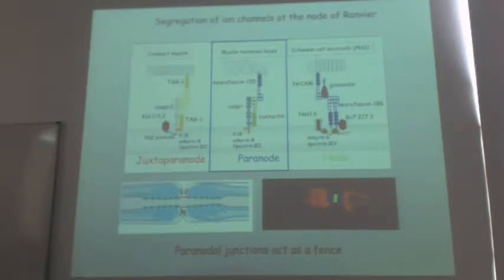So this is quite a similar ternary complex, which is formed at the juxtaparanode and the paranode. So what is the function of the paranodal junction? It's to act as a fence separating these two domains enriched in sodium and potassium channels.